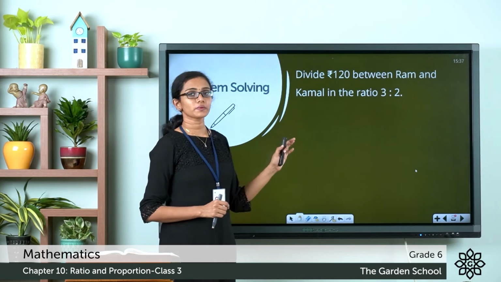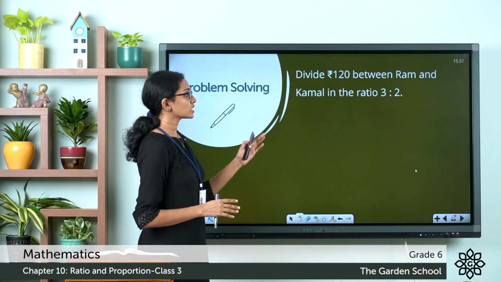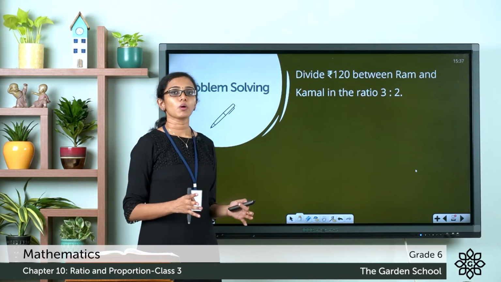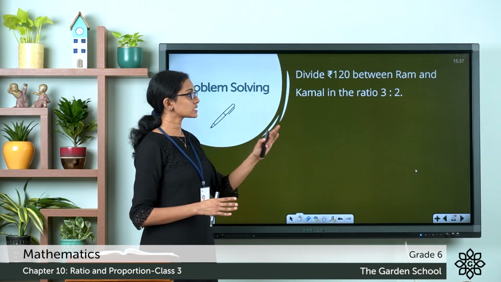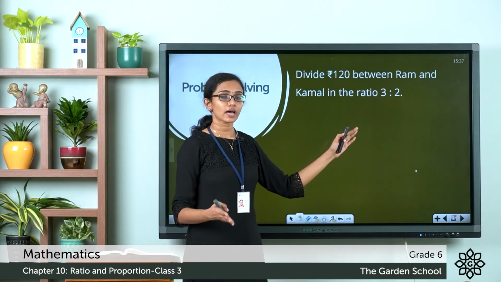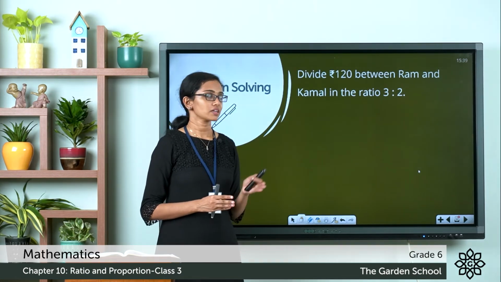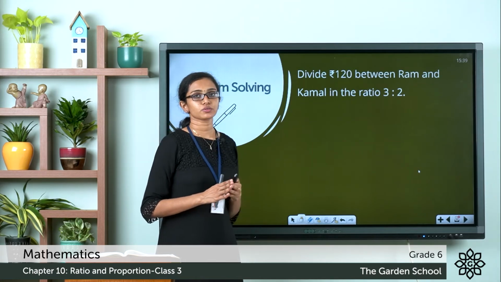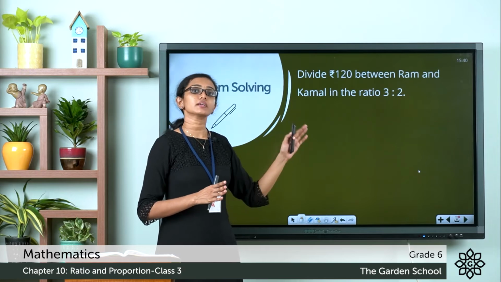It says divide ₹120 between Ram and Kamal in the ratio 3:2. So, what is being asked here? We have a total amount of 120 rupees. This has to be shared between two people, Ram and Kamal. And it is said the amount has to be divided in the ratio 3:2. So, this means if the amount 120 is divided into equal parts, Ram has to get 3 parts out of it and Kamal should get 2 parts out of it.